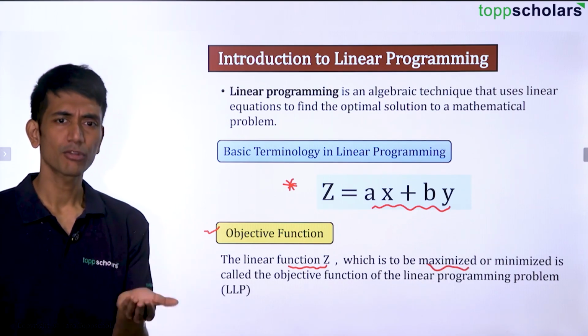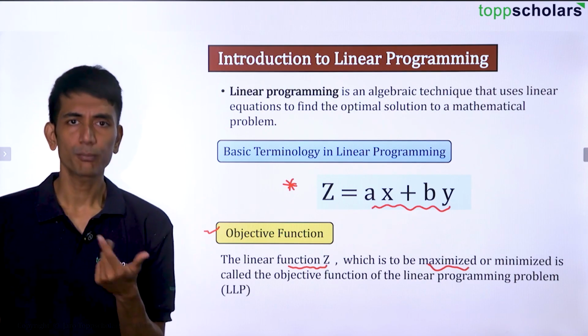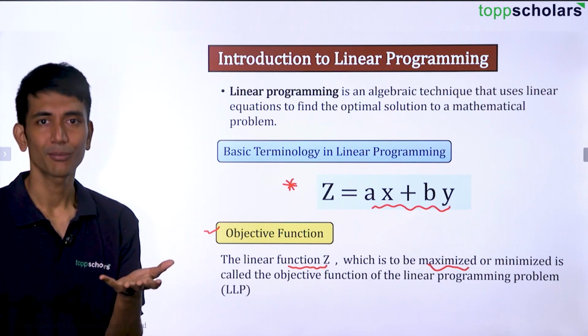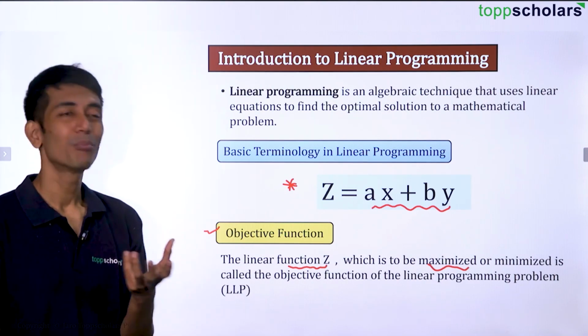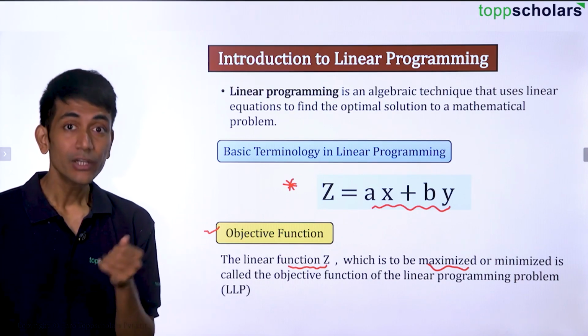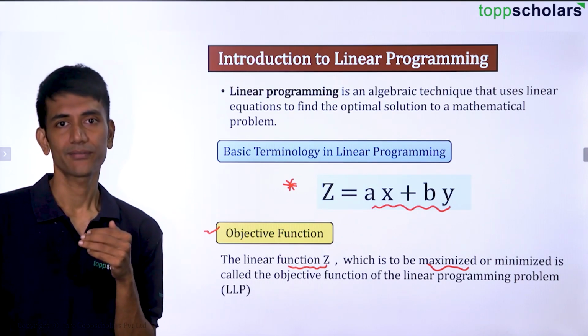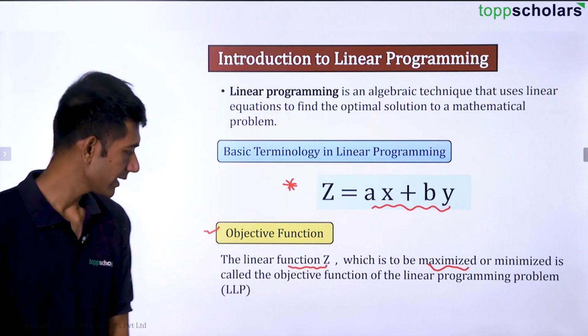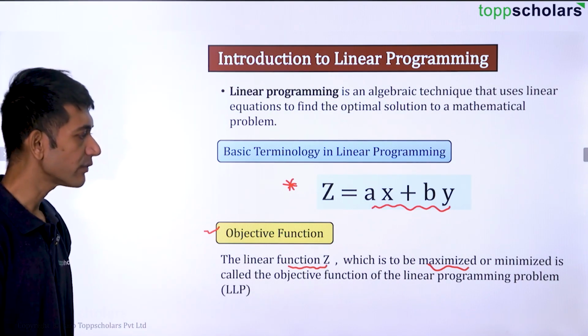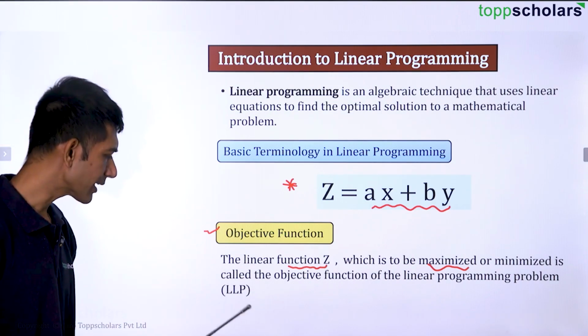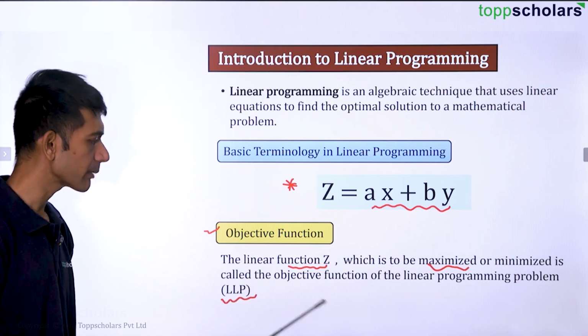As I told you, maximized or minimized: if you're talking about profit, obviously you need to maximize the profit, right? You want more profit. But if you want to lose weight, you'll talk about minimizing your diet, minimizing the food, right? So this is the objective function of the linear programming problem. Now that completely depends on what linear programming problem we have.